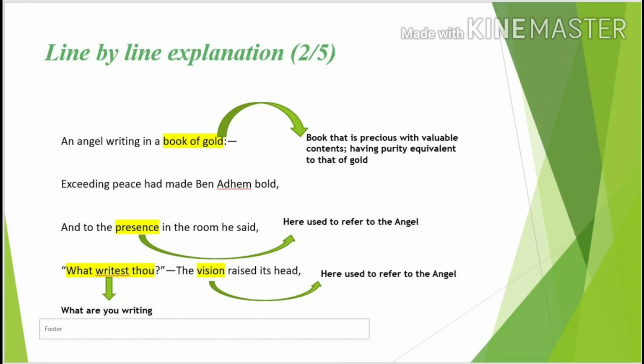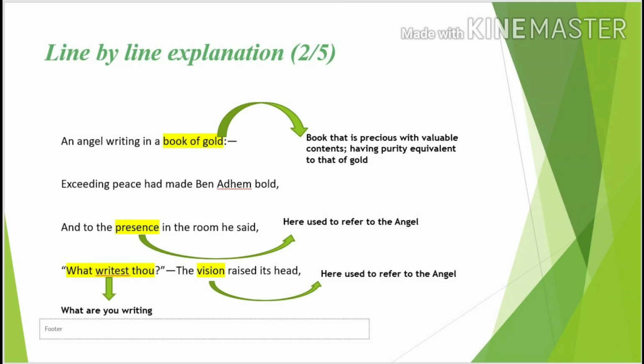So these dialogues will make the poem more real-like. This will give you a feeling that as if you are reading a real story. There is no mythology in it. To give this entire episode a lifelike quality, these dialogues have been used. What writest thou? Meaning, what are you writing? Who asks? Abou Ben asks this to the angel. And to the presence in the room. So, presence here is the angel. So, you can get this question that who is the presence that is referred to here?